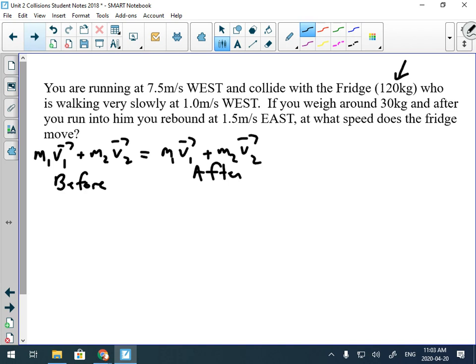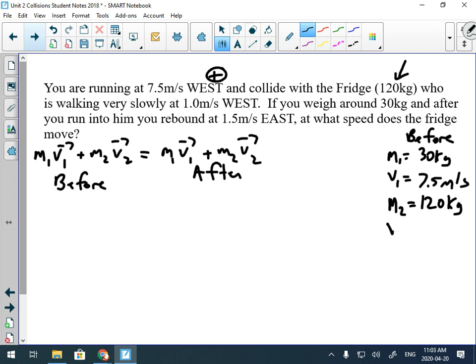All right, let's write down our toolbox. So, before. Mass of you before was, what do you weigh? Oh, you still weigh 30 kilograms. Speed you're moving is west. Let's say west is positive, okay? You're running really fast at the fridge. You learned your lesson, 7.5 meters per second. Okay, the fridge weighs a little less than the last problem because that's a typo, but that's fine. And the fridge is also moving west at 1 meters per second.